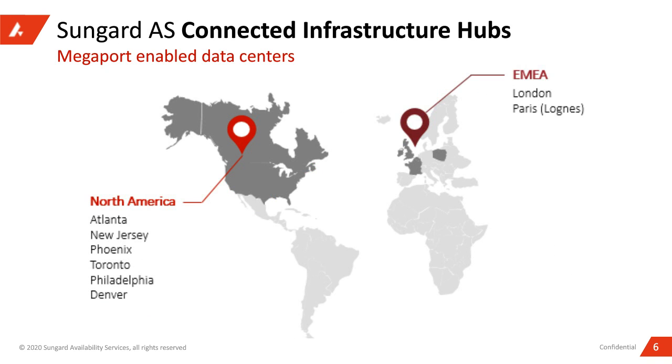So a little bit more on where we are positioned within the Sungard AS network today. We are actually enabled in 8 of their facilities globally, 5 of them being in the United States, 1 in Canada, and 1 each in London and Paris.